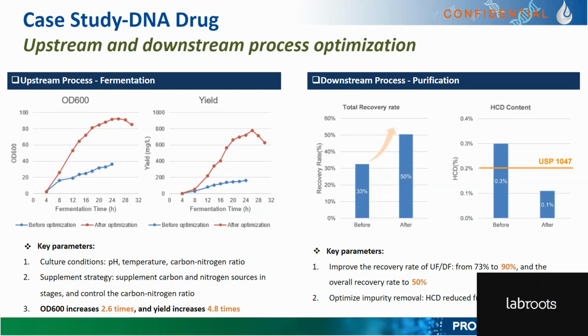And here, we're pleased to present another case study highlighting the successful optimization of our client's upstream and downstream process. In the upstream process, we made modifications to the culture condition and supplement strategy. This results in an impressive 2.6-fold increase in optical density and 4.8-fold increase in yield. Similarly, during the downstream process, we were able to improve our ultrafiltration and diafiltration process recovery rate from 73% to 90%, while also reducing the host cell DNA content from 0.3% to 0.1%.